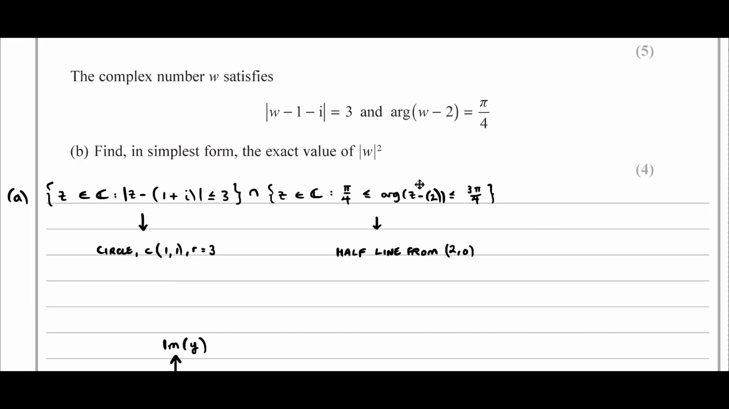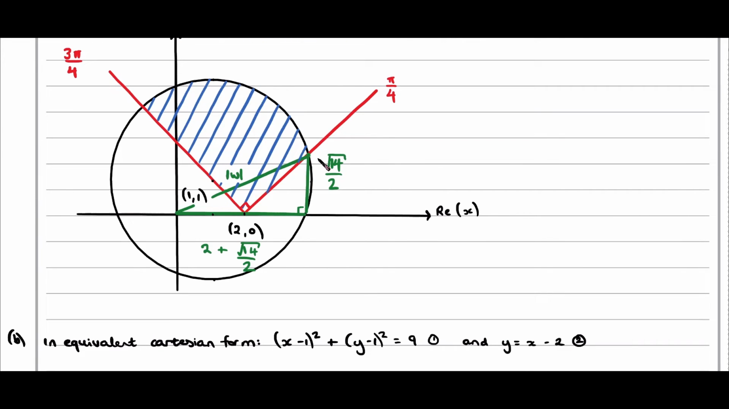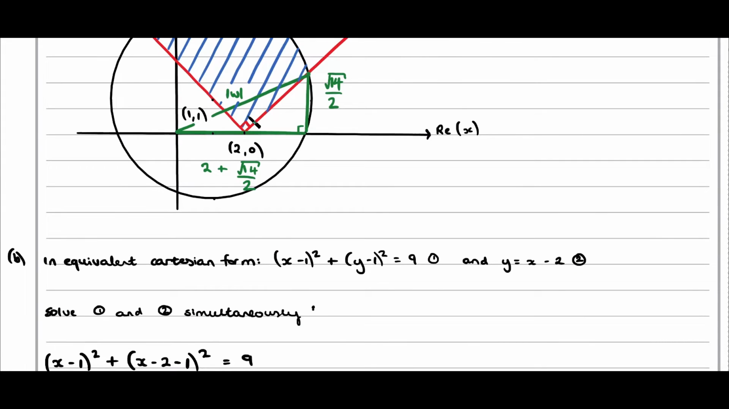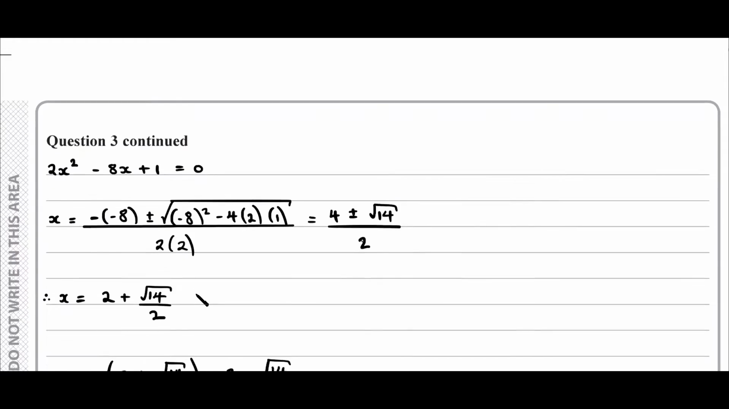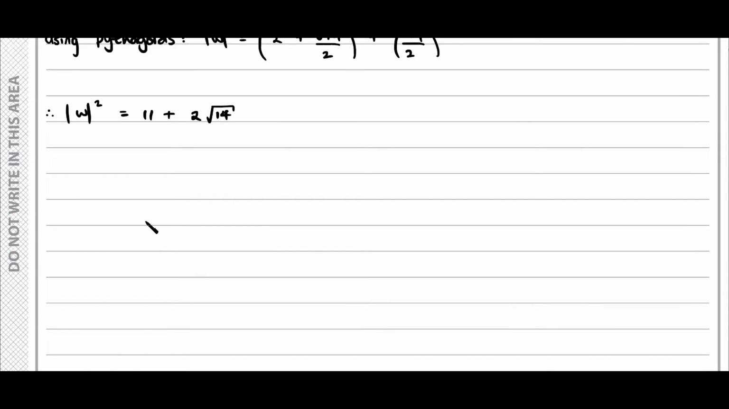If we go back to the question, in terms of decimals, remember the question says exact value, but the key in this question is to recognize that we want to find an intersection point. And then we can use, for example, Pythagoras to find the value of the norm of w squared.